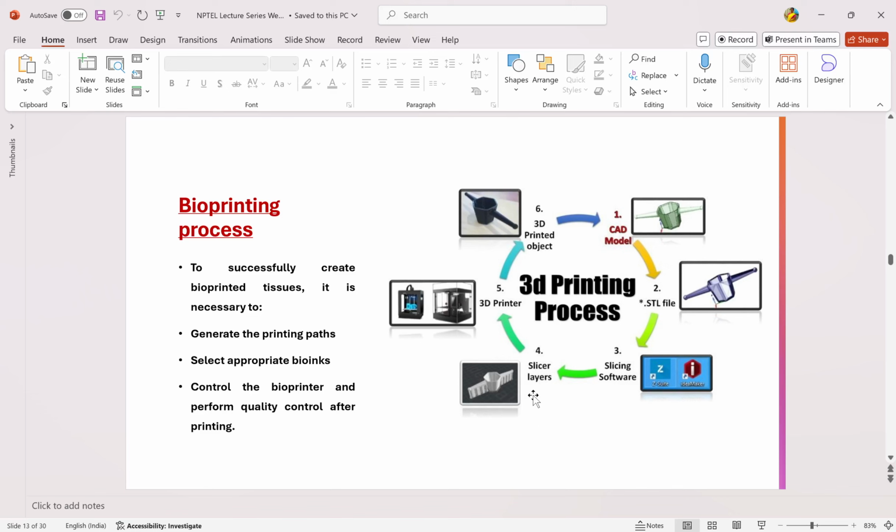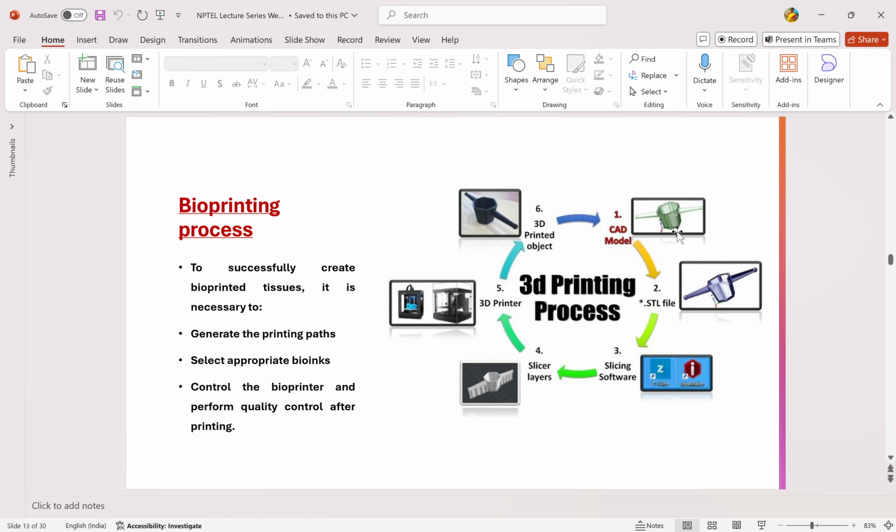Then why is this slicing needed? Because your 3D printer will print each sliced layer to print your 3D organ. So your 3D printer will print layer by layer, and then your 3D object will be printed. What is shown here is a random 3D object, but you can do it in the same way for your 3D organ printing also.